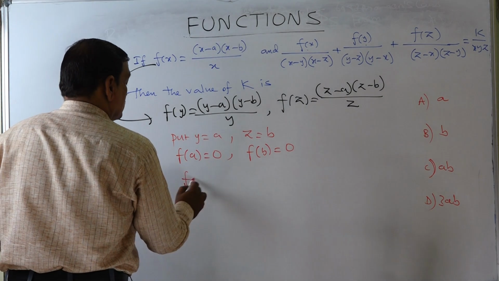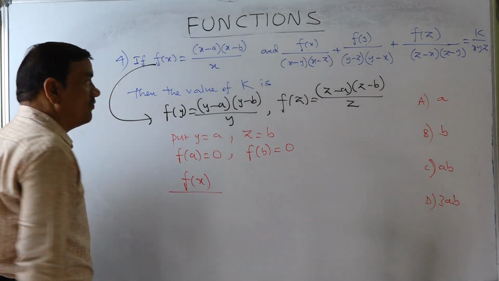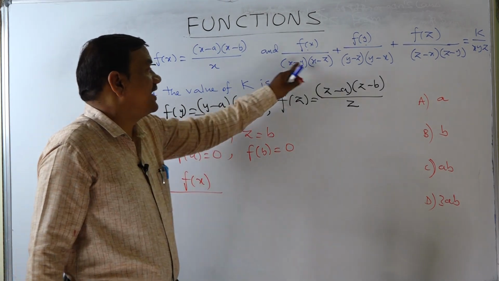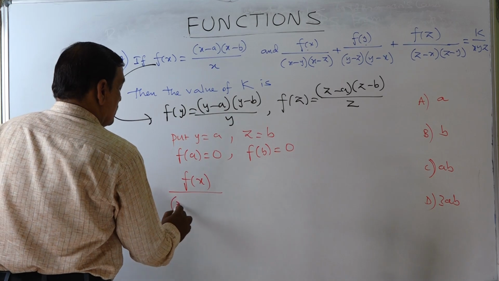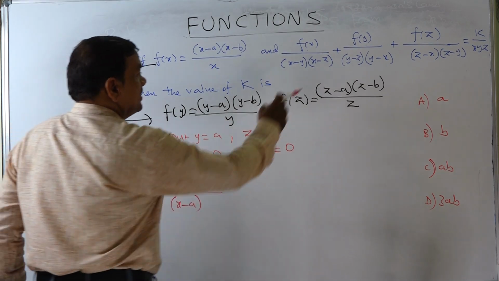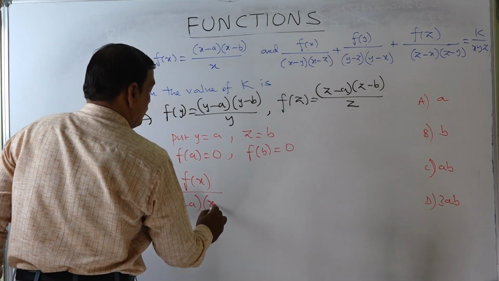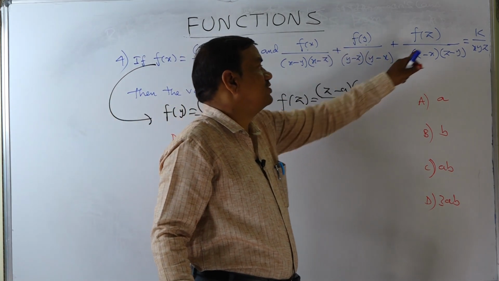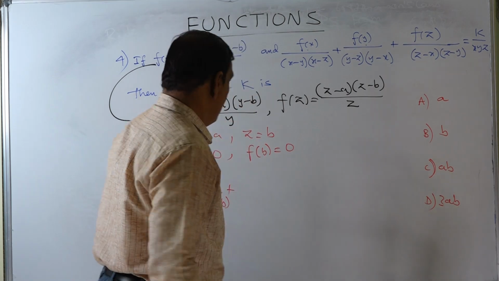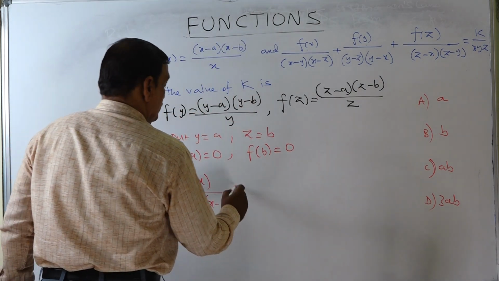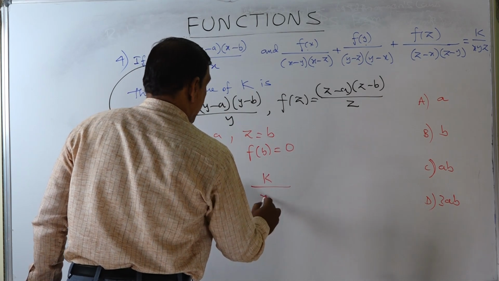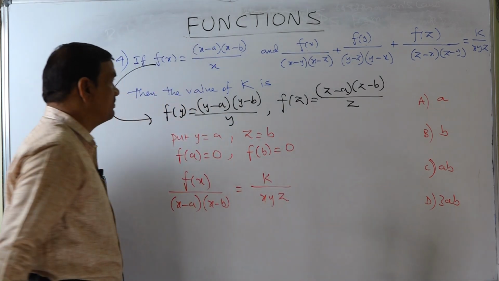Now your problem will become f of x by, wherever a is there, substitute y: x minus a. This is x minus a, x minus b, plus this becomes 0. f of this becomes 0, this becomes 0. Is equal to k times xyz.